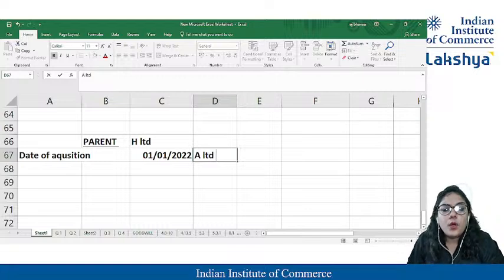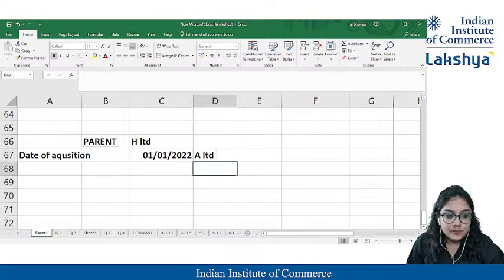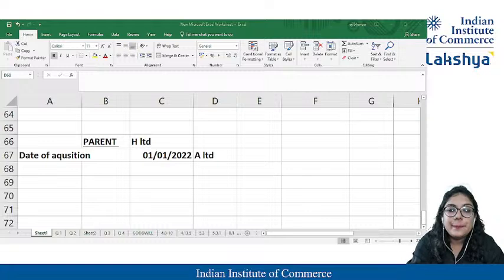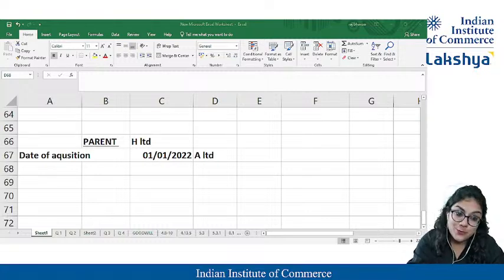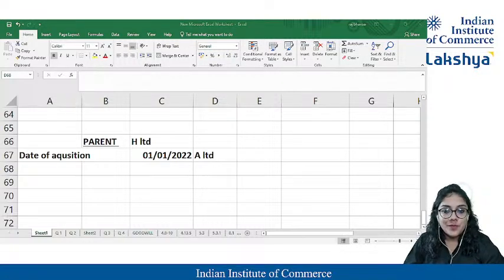Now, on this date of acquisition, what does the parent have to do? Obviously, if the parent is going to purchase or acquire some company, then the parent has to pay. What does the parent have to pay? The parent has to pay the purchase consideration, that is in cash. So how much cash will they be paying?